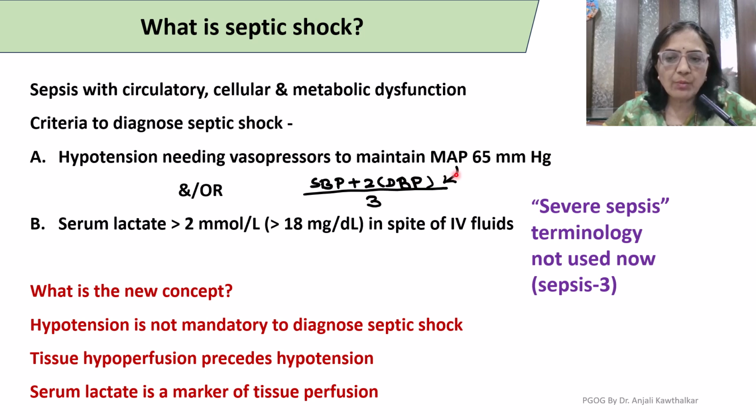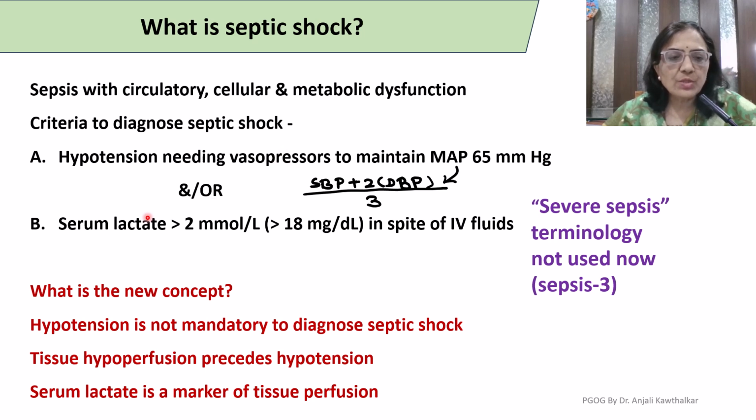The sum of these two is divided by 3. That gives us the mean arterial pressure, and our aim is to maintain the mean arterial pressure around 65 millimeters of mercury. If hypotension persists in spite of giving IV fluids and you need to start vasopressors, then you diagnose it as a case of septic shock.